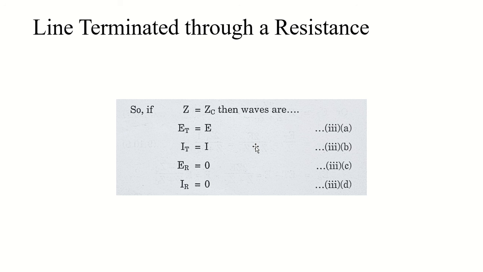And what does it show? It shows you that the line is correctly terminated. So when you don't have any reflection, that means your line is correctly terminated, and that is why Et will be equal to E and It will be equal to I.